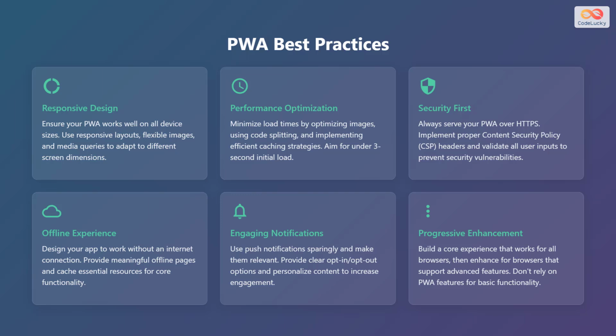Third, security first. Always serve your PWA over HTTPS. Implement proper content security policy headers and validate all user inputs to prevent security vulnerabilities. Fourth, offline experience. Design your app to work without an internet connection. Provide meaningful offline pages and cache essential resources for core functionality. Fifth, engaging notifications. Use push notifications sparingly and make them relevant. Provide clear opt-in or opt-out options and personalize content to increase engagement. Sixth, progressive enhancement. Build a core experience that works for all browsers, then enhance for browsers that support advanced features. Do not rely on PWA features for basic functionality.